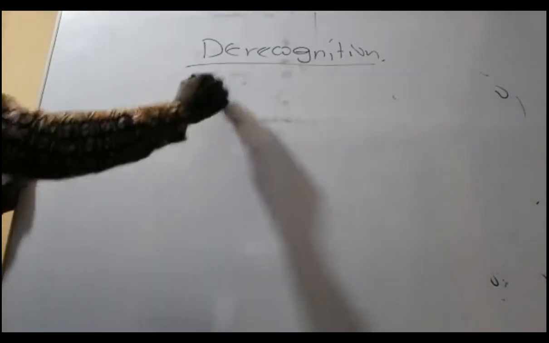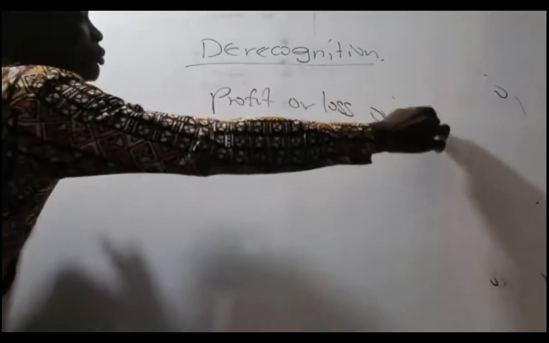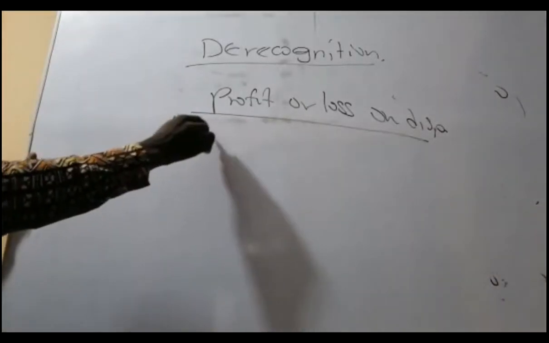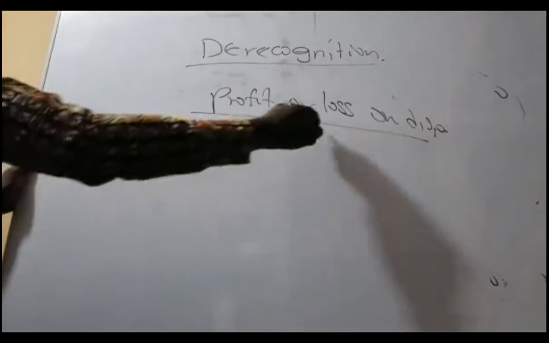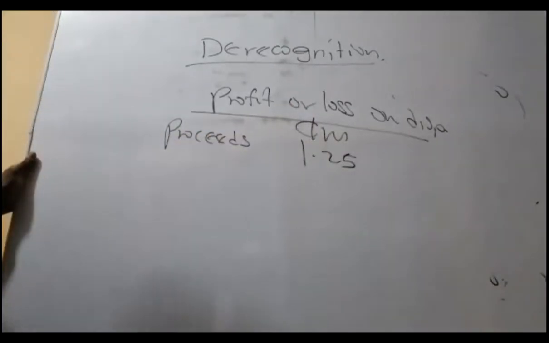So first, the profit and loss on disposal. So first, proceeds. How much they sold the asset for? Don't forget your currency, 1.25 million.